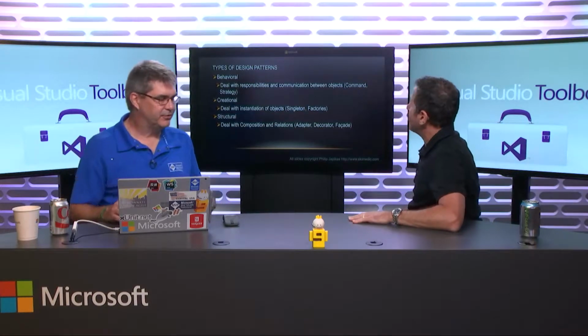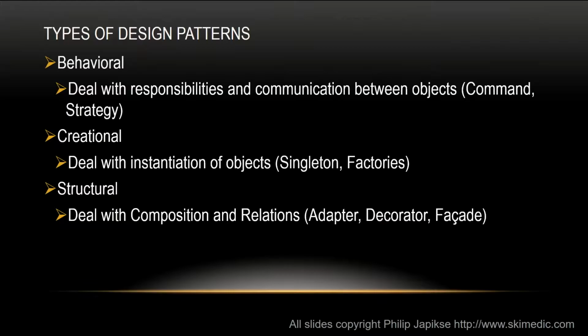Sorry about that. When you break it down academically, the Gang of Four, who first documented all the design patterns, identified three categories: behavioral, creational, and structural. We covered the behavioral, which deals with the responsibilities and communication between objects. For example, the command and strategy patterns, all those shows that we've done so far.